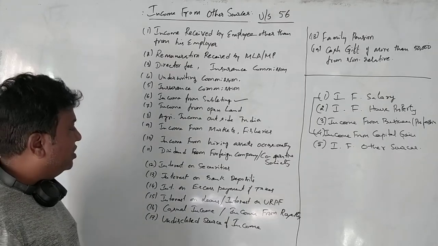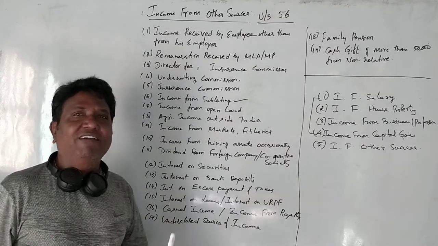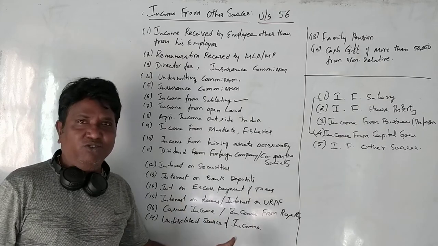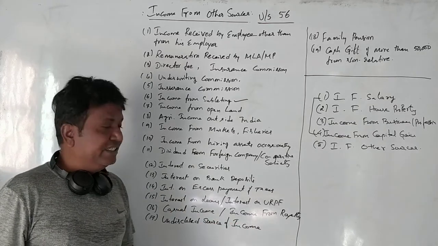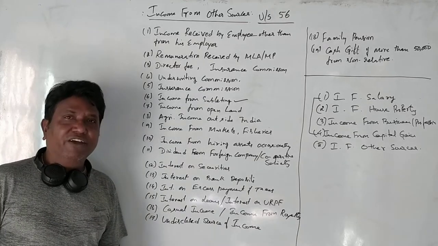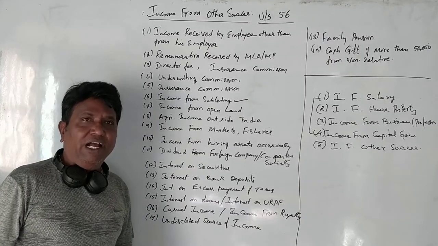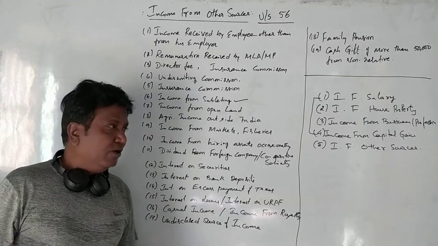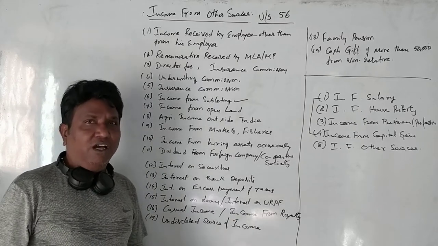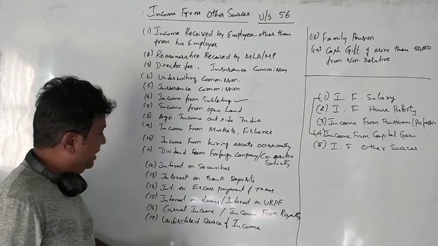Next is interest on loans lent or interest on URPF. If I have lent money to someone for some interest, then such interest is also taxable under the head income from other sources. Interest on URPF, unrecognized provident fund. If you are an employee of a company and your employer is contributing towards your PF, which is unrecognized, whatever interest is paid or accumulated on such an unrecognized provident fund is taxable under the head income from other sources.